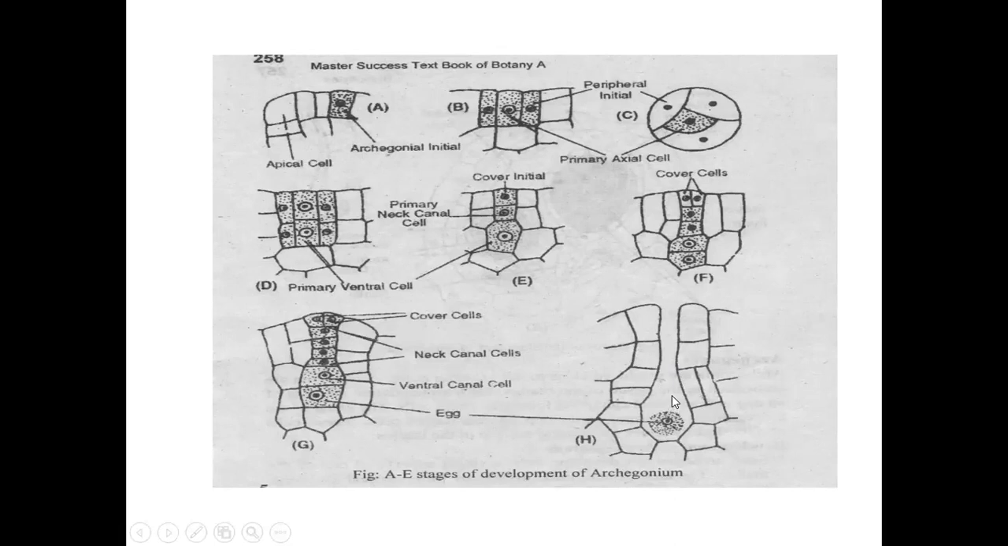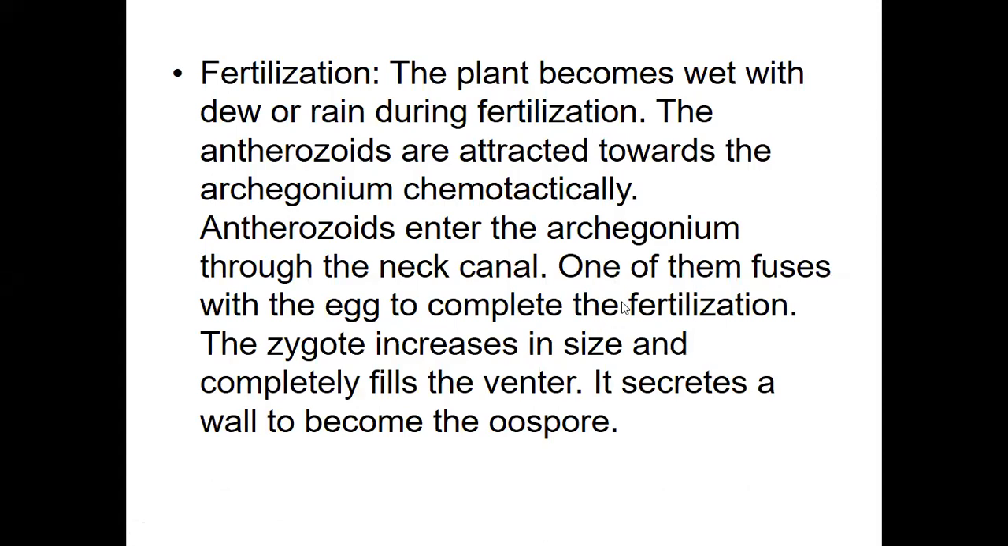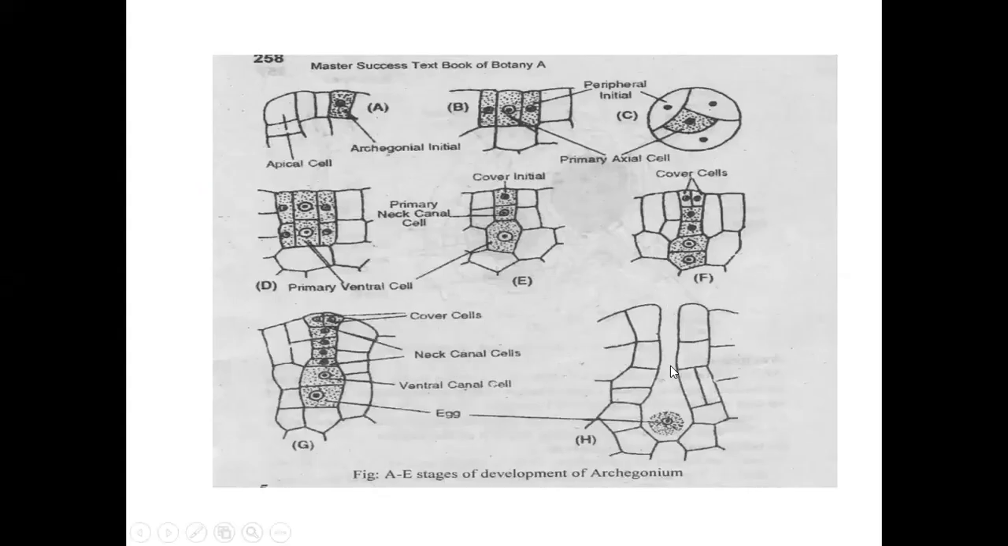Now, at the time of fertilization, this venter canal cell, the neck cells, and the cover cells all will degenerate and produce a mucilaginous substance. Due to this, the antherozoids, the male gametes which are swimming in the water, are attracted towards it. This is called chemotactic attraction. What is this mucilage?